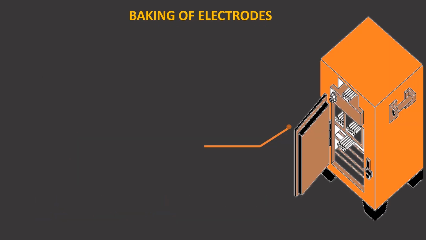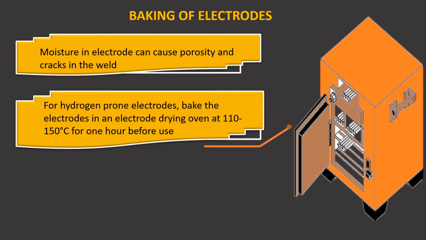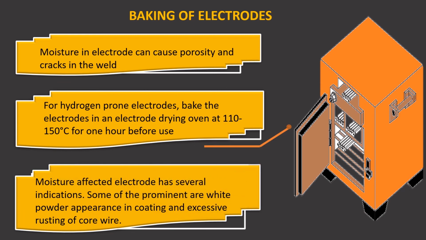Baking of electrodes. Moisture in electrode can cause porosity and cracks in the weld. For hydrogen prone electrodes, bake the electrodes in an electrode drying oven for an hour before use. This should be done at a temperature of 110 to 150 degrees Celsius. Moisture affected electrode has several indications. Some of the prominent are white powder appearance and excessive rusting of core wire.